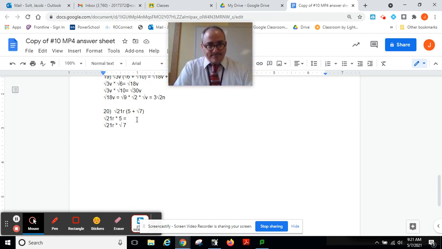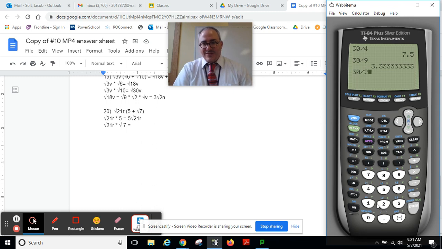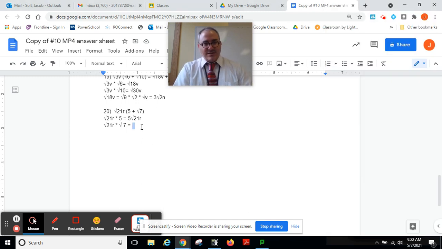Let's see. This one here is just 5 times the square root of 21r. The 5 becomes a coefficient in front of my radical. And then this one here is 21 times 7. I could probably do that in my head, but I want to save my thinking for bigger things. 21 times 7 is 147. So it's going to be the square root of 147 times r.